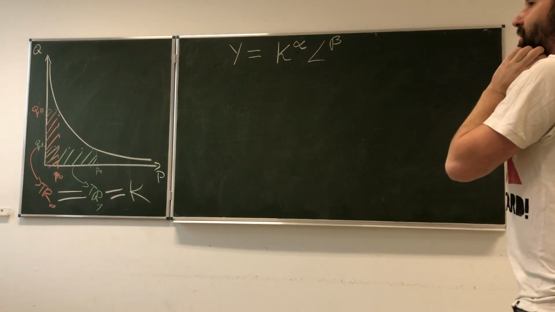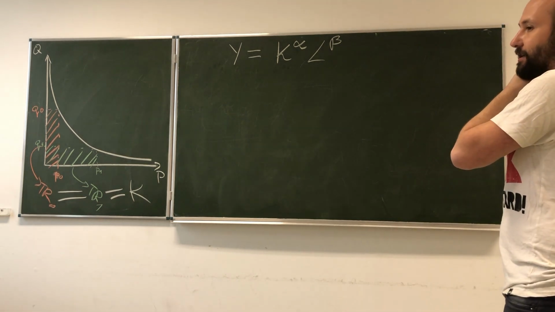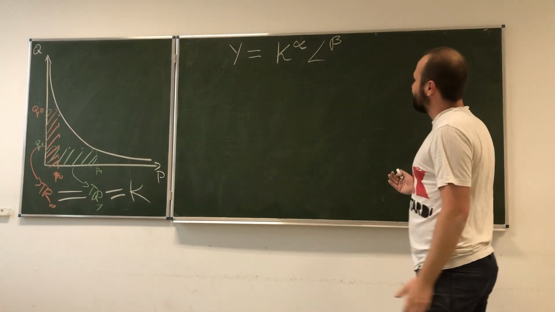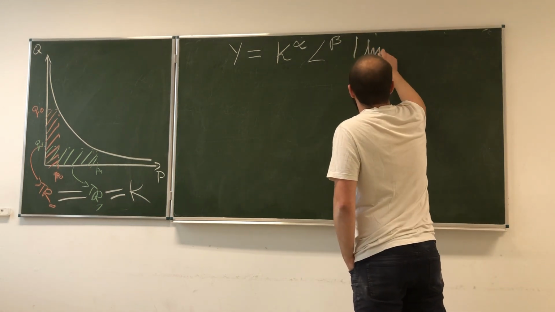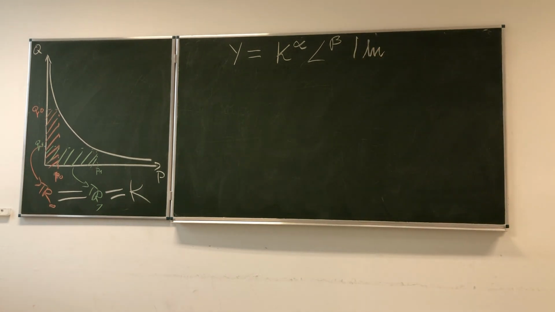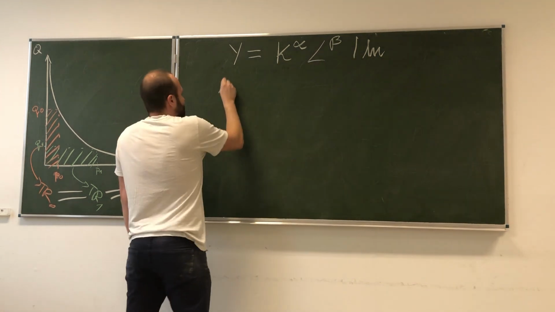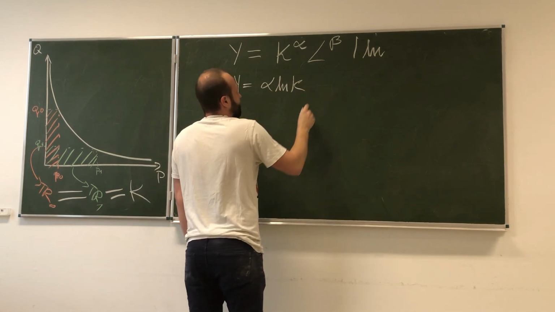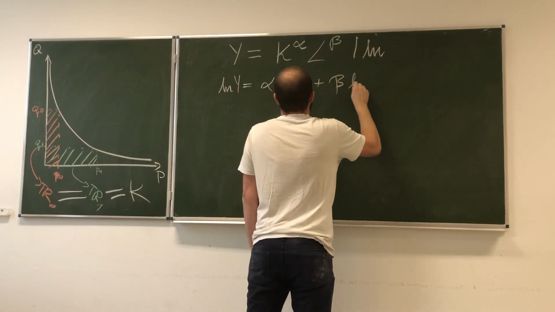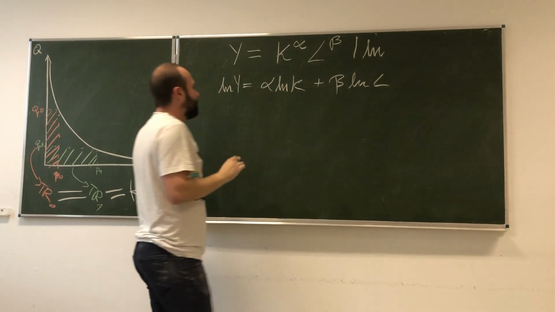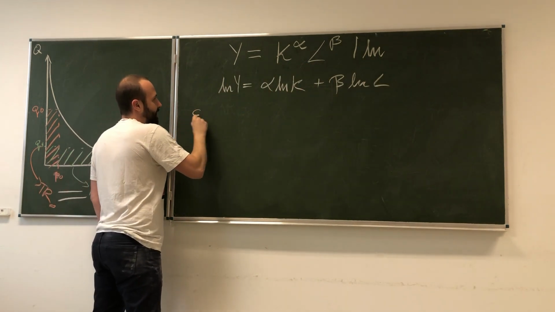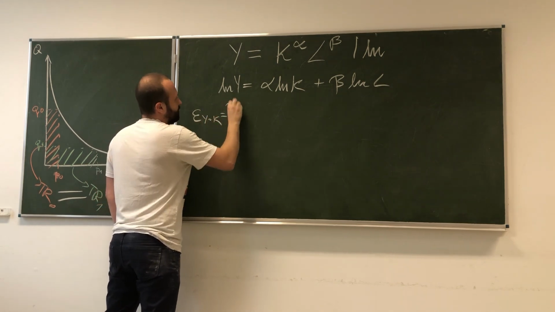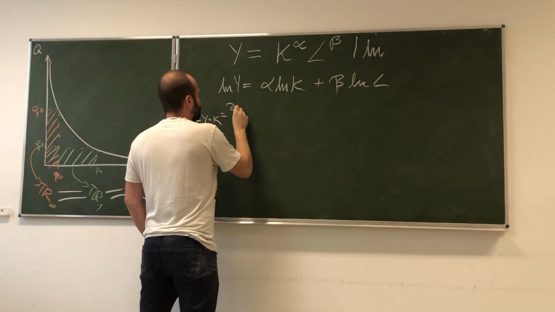Now, what is the capital elasticity of income? Now, in order to answer this question, again, we need to logarithmize the function. We've got that ln y equals alpha ln k plus beta ln l. And look, in this case, the elasticity of income with respect to capital, which is the partial, remember, partial derivative.